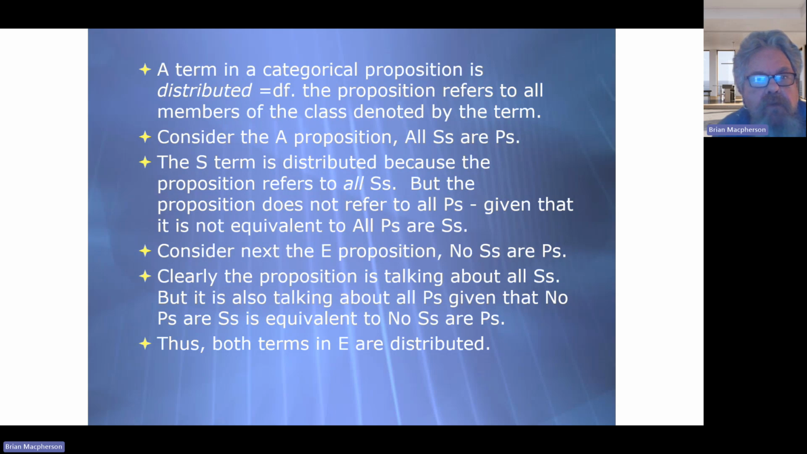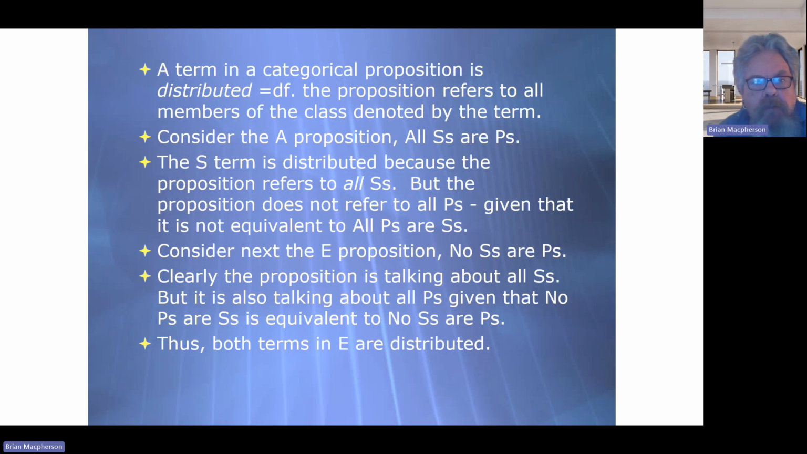So here, let me give you a formal definition. A term in a categorical proposition is distributed means that the proposition refers to all members of the class denoted by the term. All right. So consider the A proposition, all S's are P's. The proposition refers to all S's, but it doesn't refer to all P's. The S term is distributed because the proposition refers to all S's, but the proposition does not refer to all P's. And therefore, we say that the S term is distributed and the P term is undistributed.